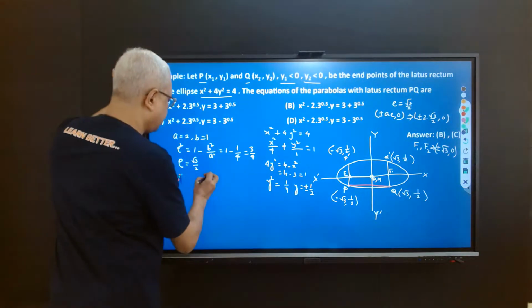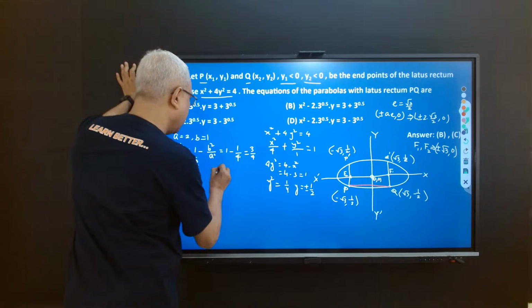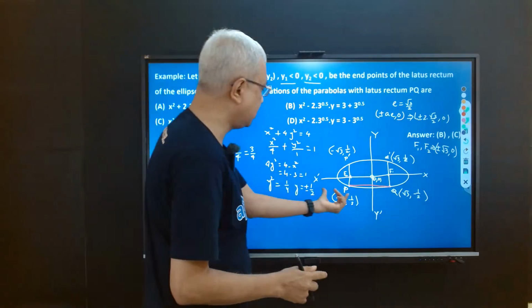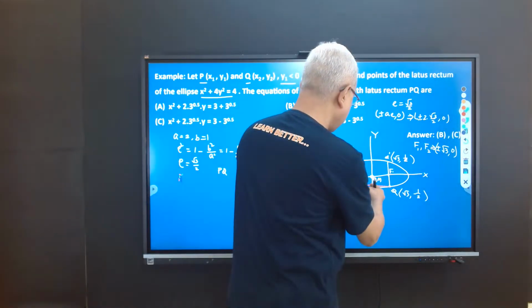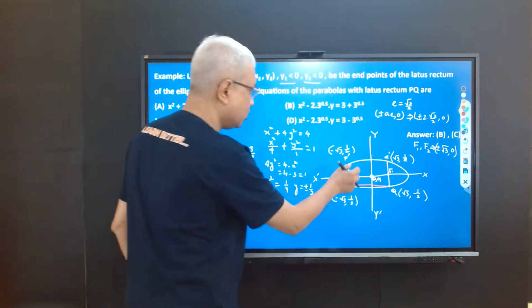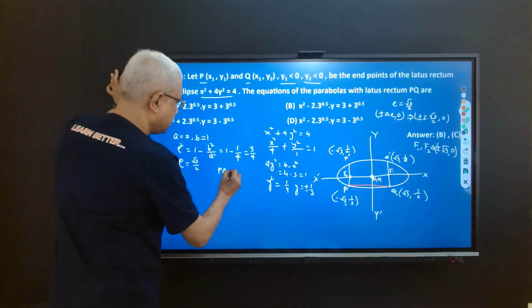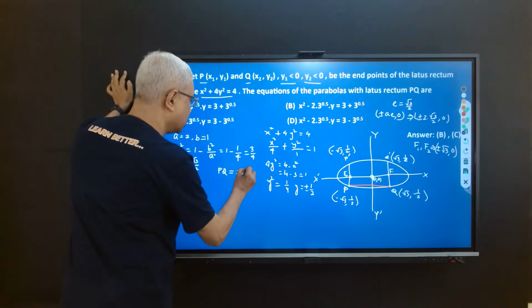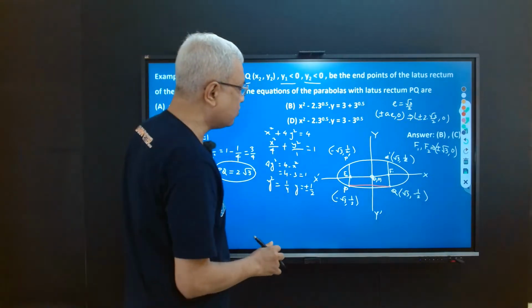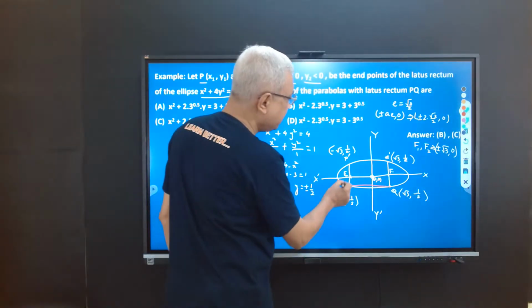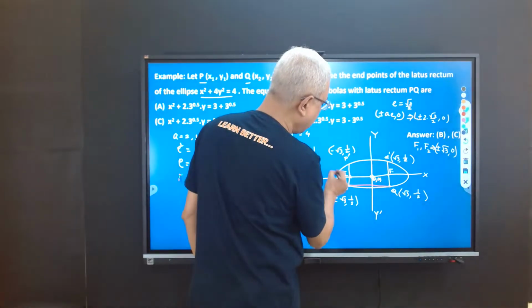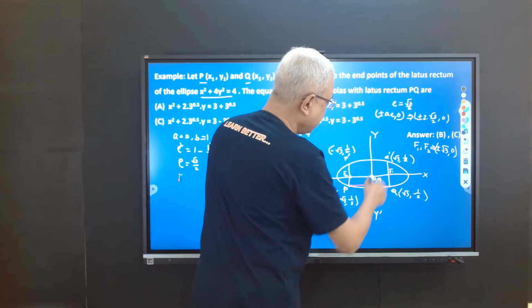So the length of PQ, if you calculate, is how much? This much is root 3, this much is root 3. So root 3 minus minus root 3, this is 2 times root 3. Length of PQ.